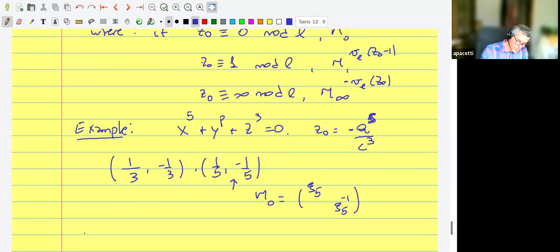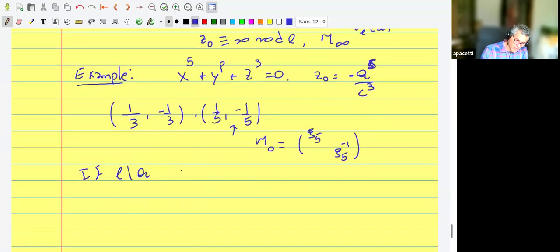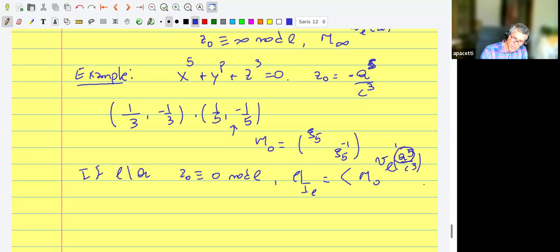And if I have a prime L which divides the value of A, then zeta 0 is congruent to 0 modulo L. But then the inertia is just going to be generated by this matrix M0 raised to the evaluation at L of A to the 5th over C cubed, which is divisible by 5. You see here you have a 5th power. A is raised to the 5th power. But when you do M0 to the 5th power, it's just the identity. So you're killing the ramification.